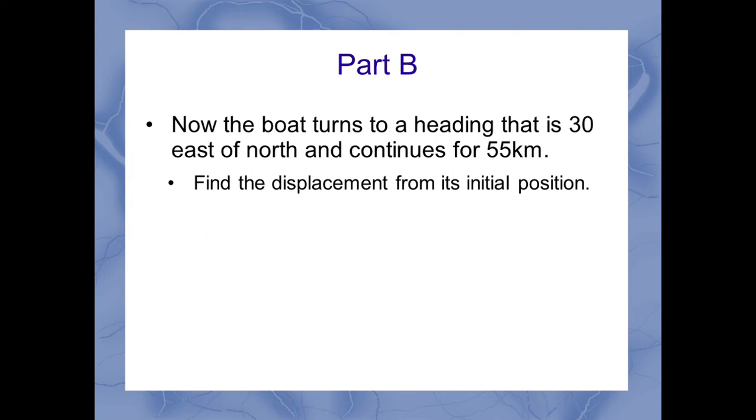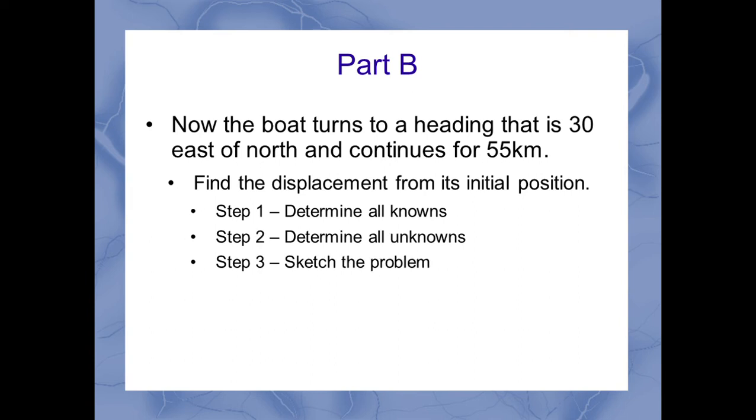Now let's say part B. The boat turns and makes a heading that's 30 degrees east of north and continues for 55 kilometers. So we want to find how far it's gone from the original position. That's from where it started in part A. So we have to figure out what we know, what we don't know, and then sketch the problem. And make sure we write out anything necessary as we're solving.